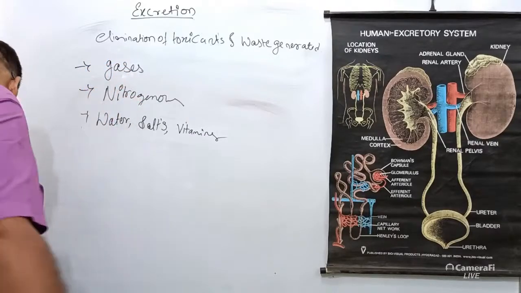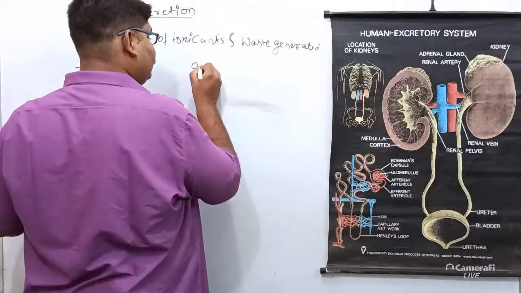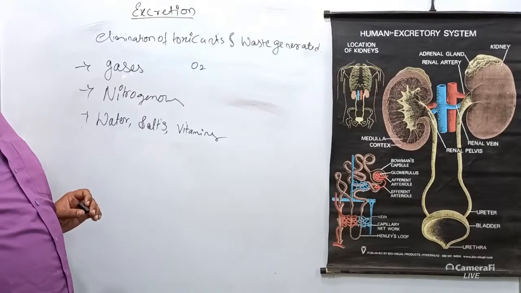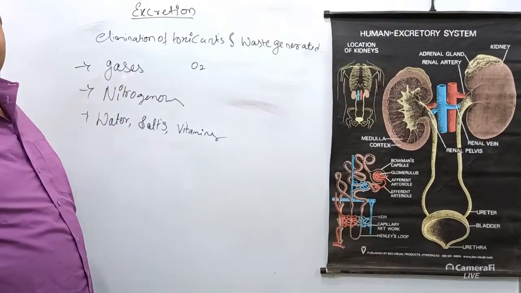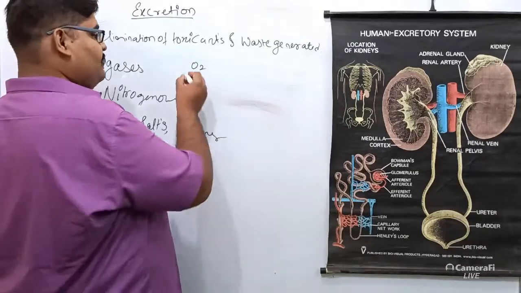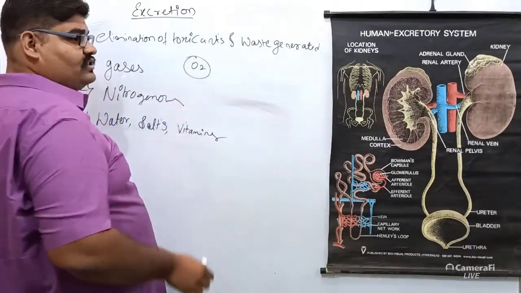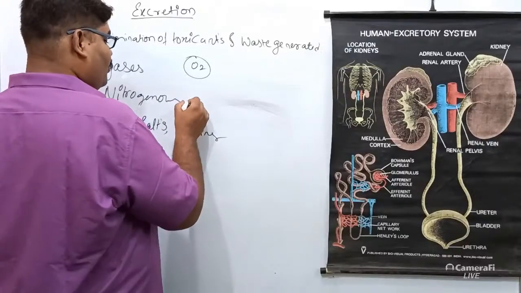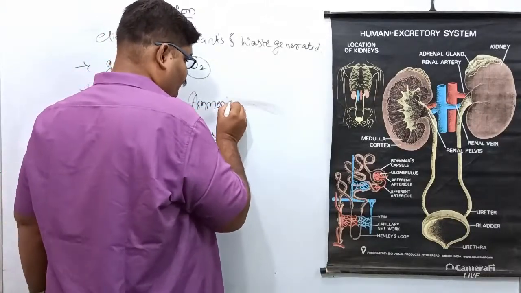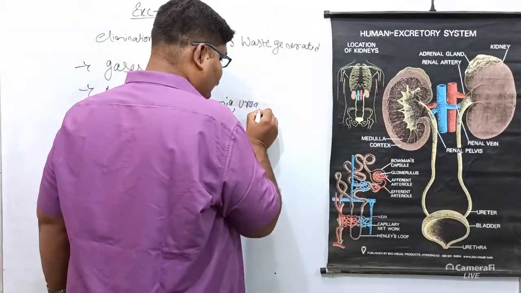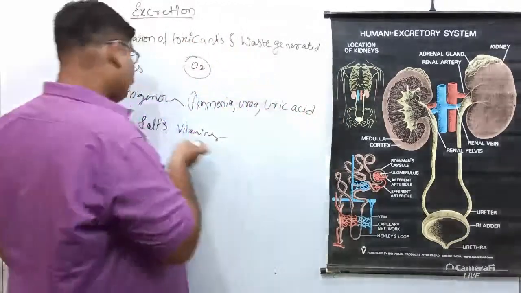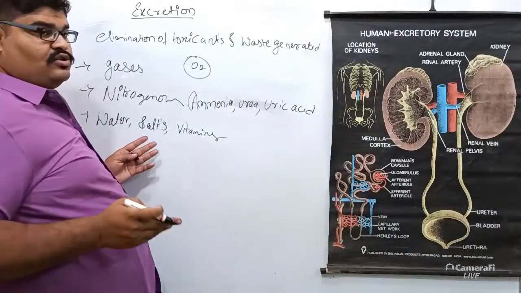So the gaseous waste is oxygen usually, which is released as an end product of photosynthesis. It is not utilized by plants, but during respiration the oxygen is required, an essential material. Then nitrogenous waste may be in the form of ammonia, urea and uric acid. So salt, vitamins, water and all those things you already know.